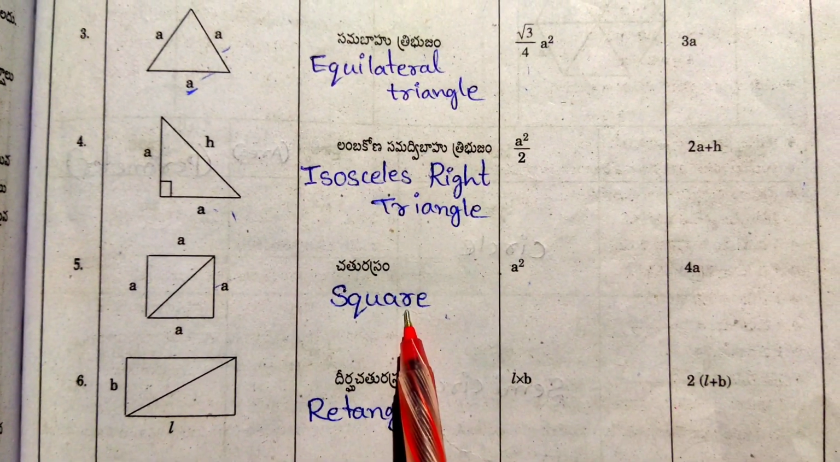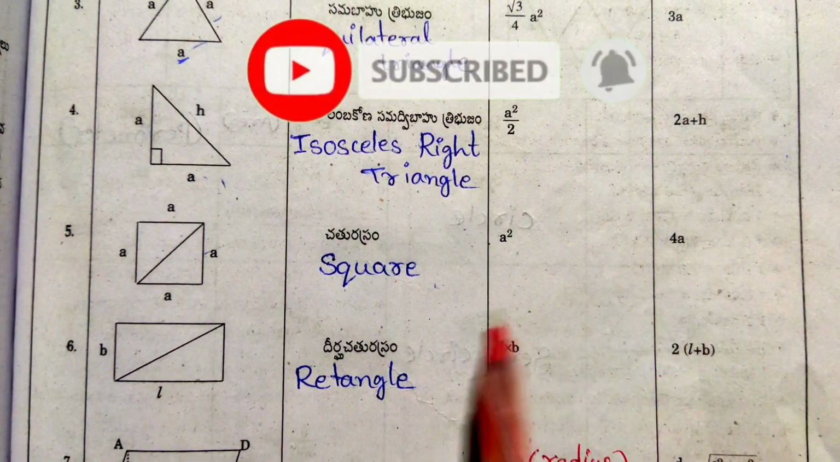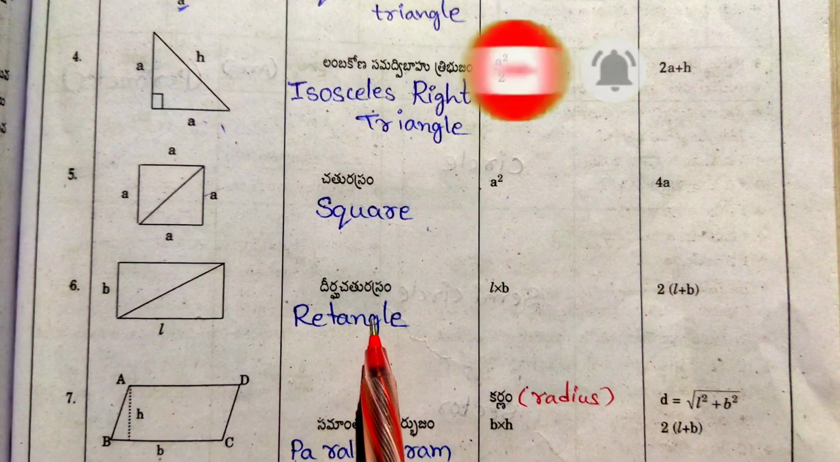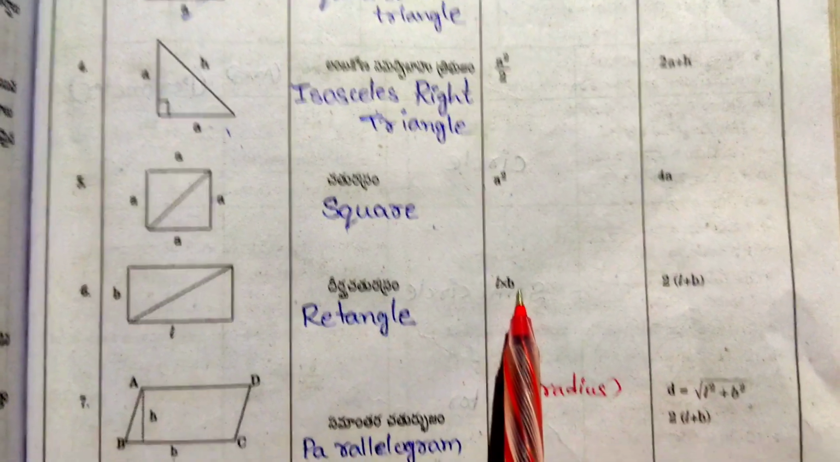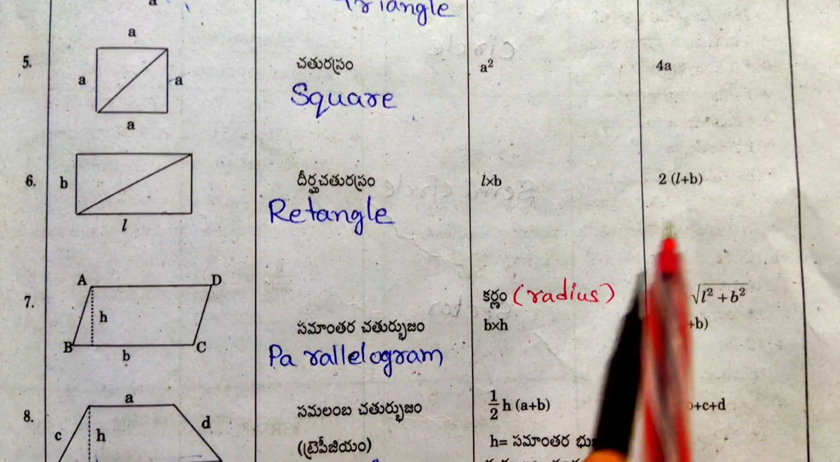Square. Area formula is a square. Perimeter formula is 4a. Rectangle. Area formula is length into breadth. Perimeter formula is 2 of length plus breadth.